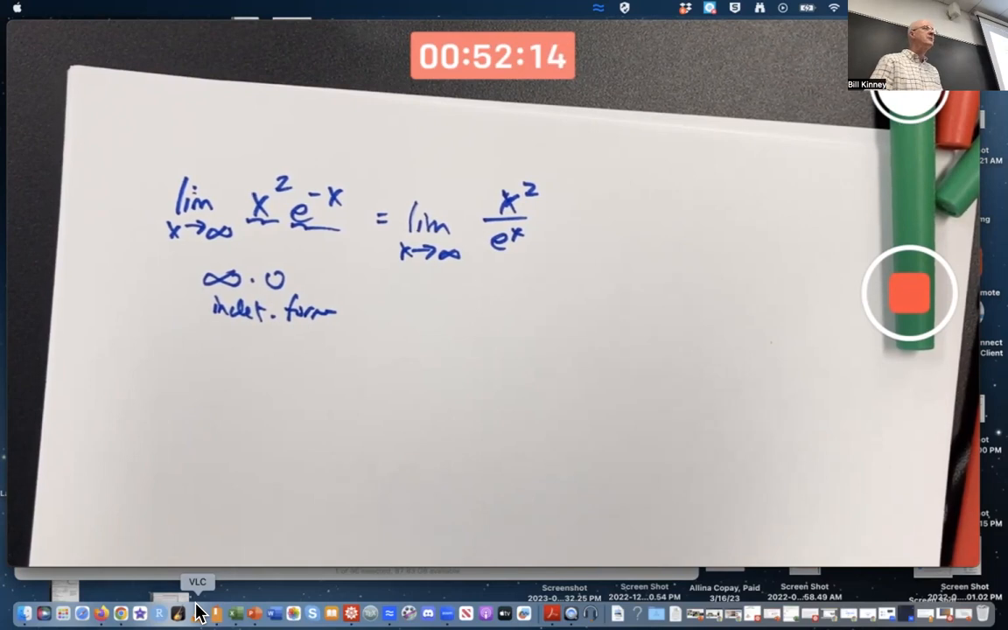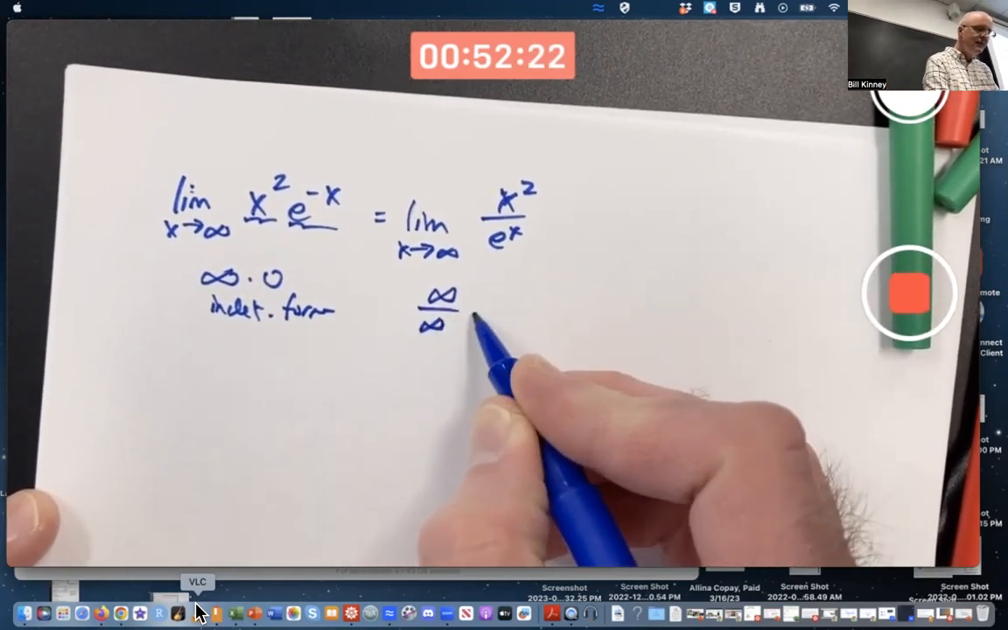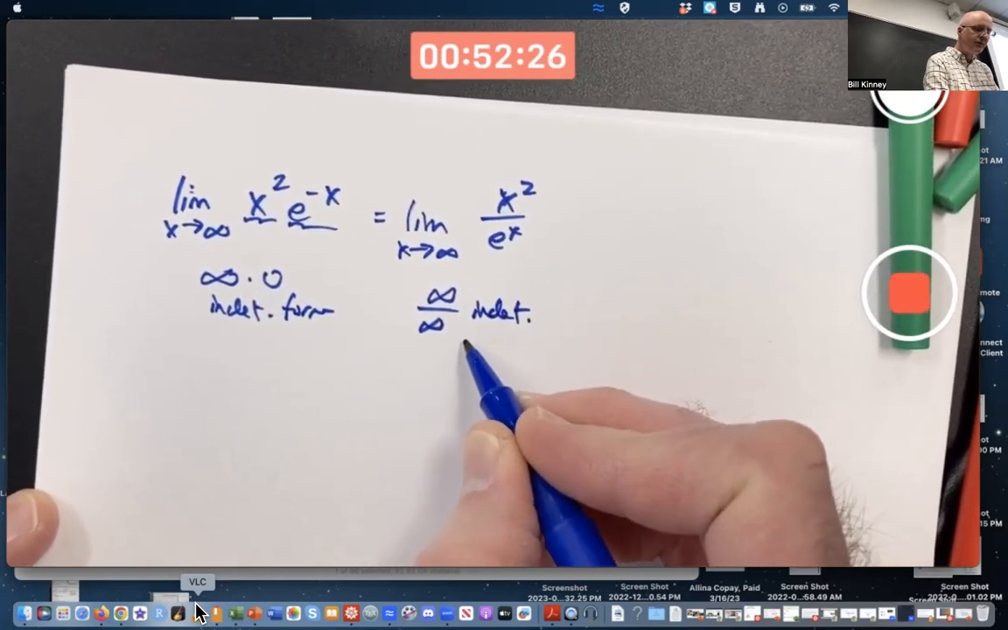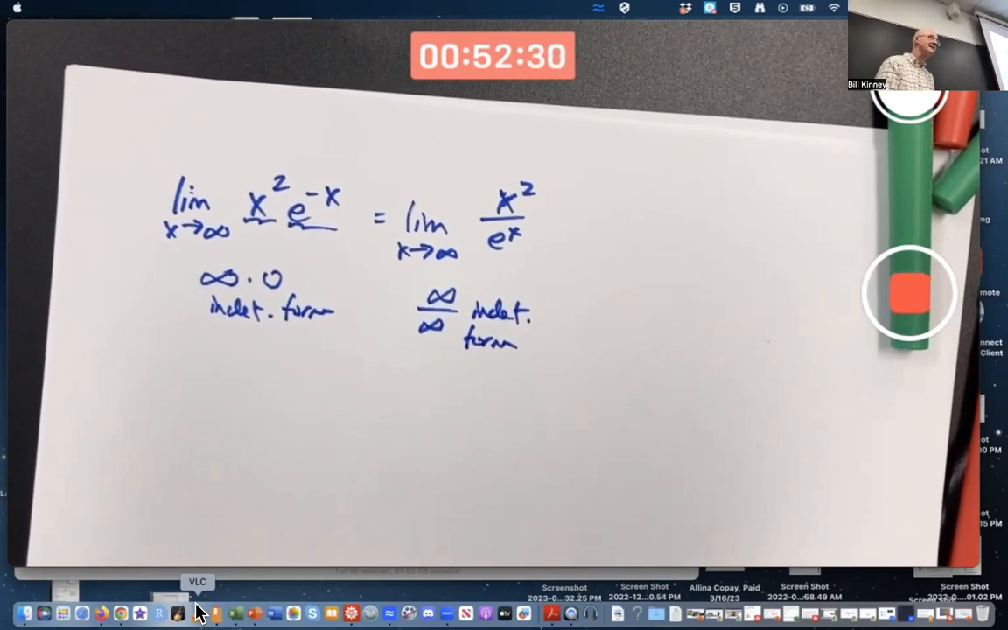Now, x is going to infinity. That's not a 0 over 0, is it? But it's infinity over infinity. You converted the infinity times 0 indeterminate form to an infinity over infinity indeterminate form. I've not used L'Hopital's rule yet. I'm just rewriting the function. And just as 0 over 0 can be done by differentiating the numerator and denominator, so can infinity over infinity be done that way.